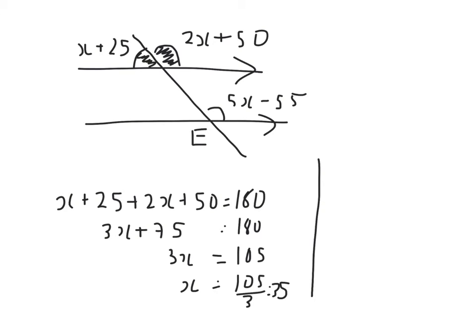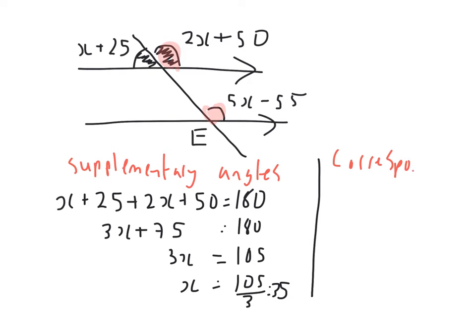Okay, the other way of working out what x is, is to say that this angle here and this angle here are corresponding. If they're corresponding, then they're equal. So the first method was using the idea of supplementary angles, and the second way of getting at x is using corresponding angles. As you can see, my handwriting is about as good using this stylus as it is on the whiteboard, so I apologize. So corresponding angles are equal, so we know that 2x plus 50 equals 5x minus 55.